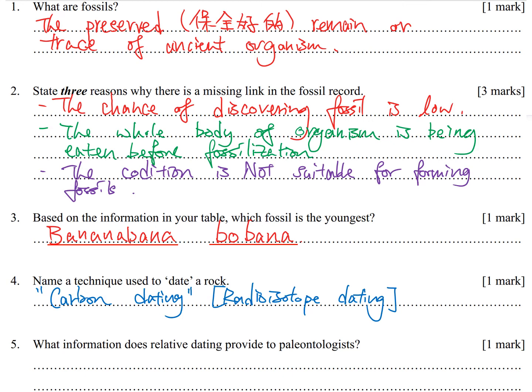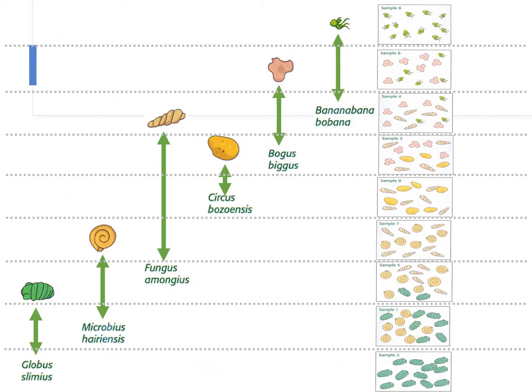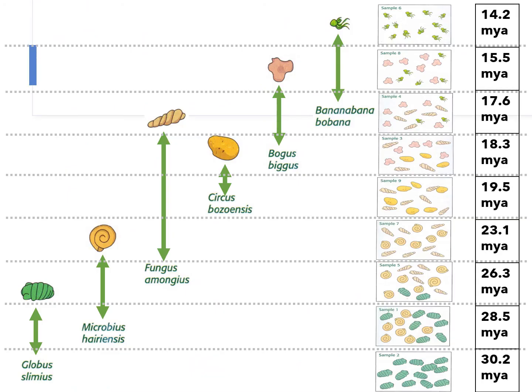Question 5. What information does relative dating provide to the paleontologist? That is, to estimate the age of fossils related to its location. Let's write down the age of the different layers in the sedimentary rocks. The oldest layer should be at the bottom. The youngest layer should be on the top.